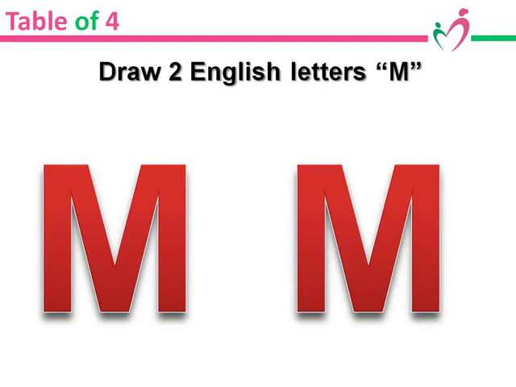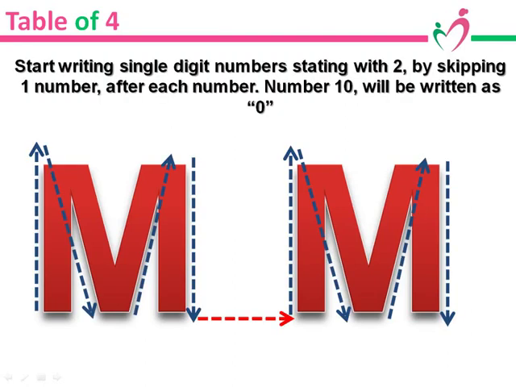The table of number 4. All we have to do is draw 2 M's. M for Mumbai. Yes, there are 2 M's here. And what do we do with them? We have to start writing from number 2 up to 10 with skip counting. What does skip counting mean? After I write a number 2, I will skip 3 and write 4. After 4, I will skip 5 and I'll write 6. And the order in which they have to be written is shown here in the arrows. You start here, the second number here, third number here, fourth here, and so on.